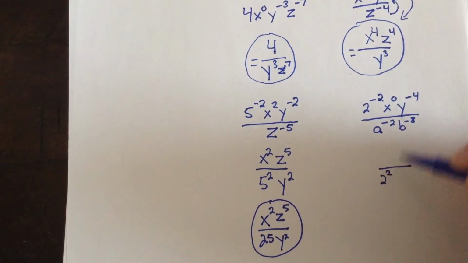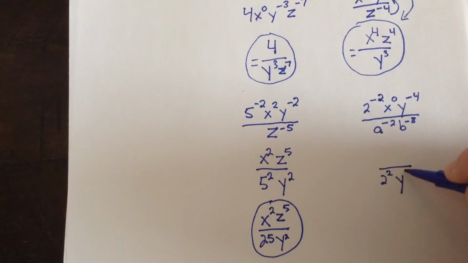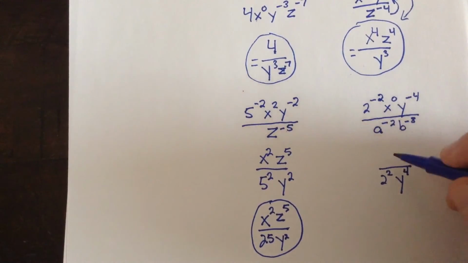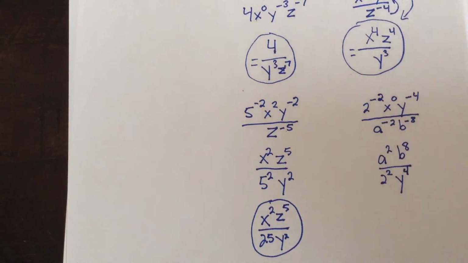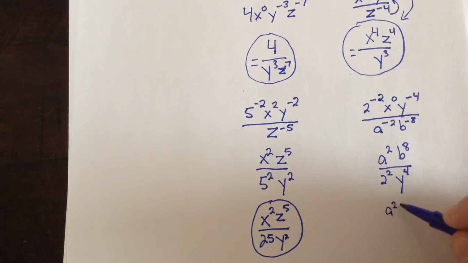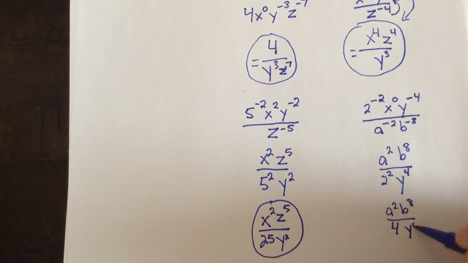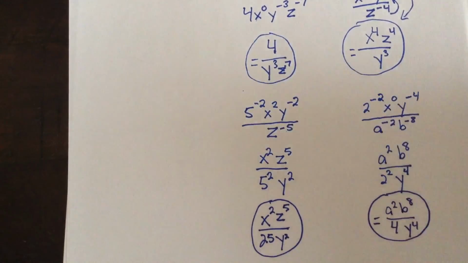Alright, and then on this last one here, that's going to go to the denominator. So 2 squared. X to the 0 is 1, so it stays. Alright. Y to the negative 4th is going to go to the bottom, to the denominator. And then a to the negative 2 and b to the negative 8 are going to move up to the numerator. So a squared, b to the 8th. Alright, and 2 squared is going to turn to 4, so it'll be a to the 2nd, b to the 8th over 4 times y to the 4th. Okay. And there we go.